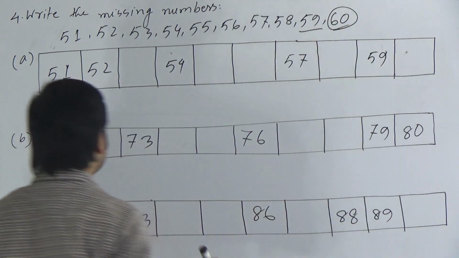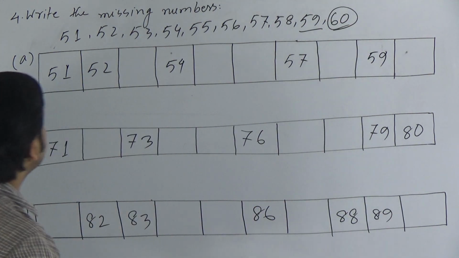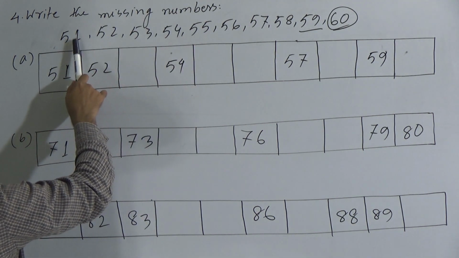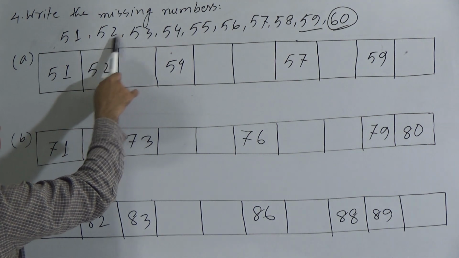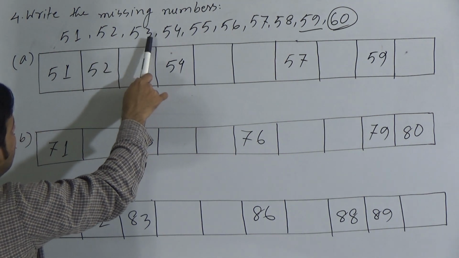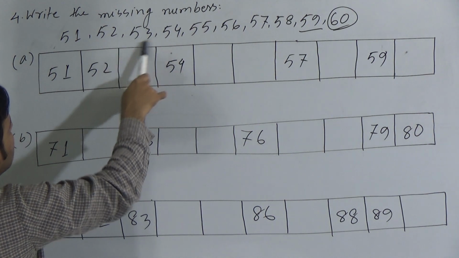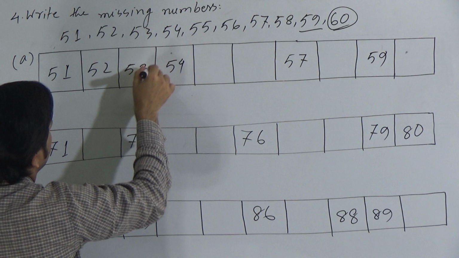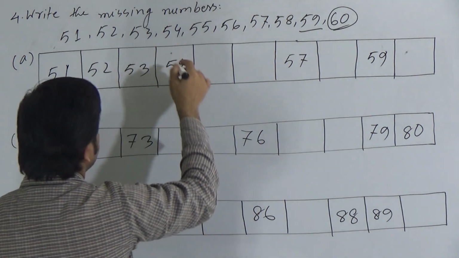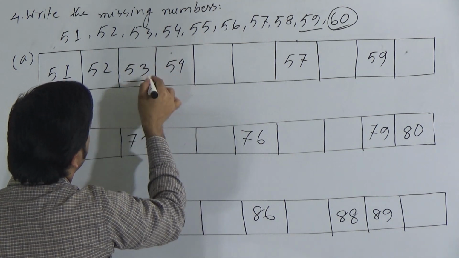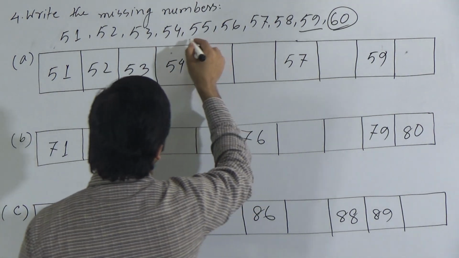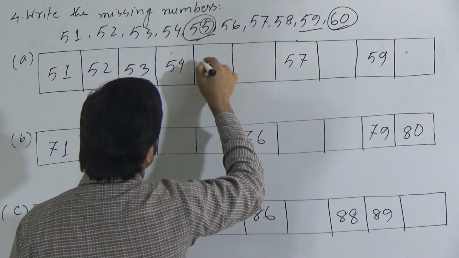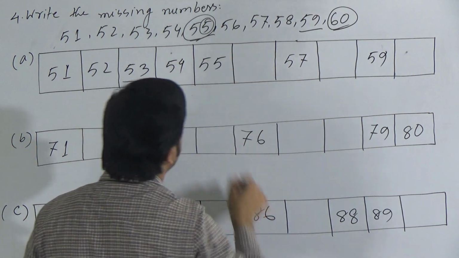Dear students, if you notice here, after 1 in one's place, 2 in one's place and 3, after 2 one's place is 3, it means that the number must be 53 here. It means that after 52 the number is 53, and after 53 the number is 54. After 54, what is the number here? Here one's place is 5, it means the number is 55. So after 54 the number is 55.